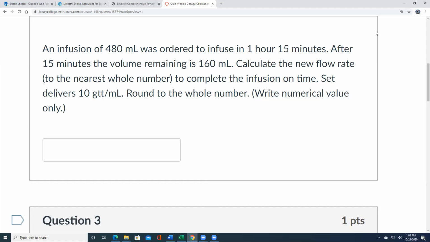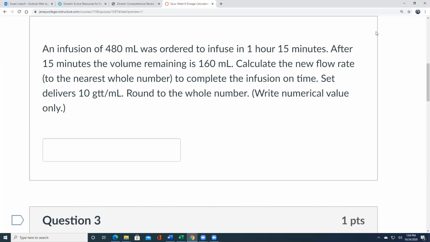You started with an hour and 15 minutes, and your infusion went for how long? 15 minutes. So you still have an hour left to infuse. An hour is your time, because you're doing drops per minute. So you need volume, time, and the drop factor. Your time is 1 hour, so that's going to be 60 minutes. Everybody understand that?